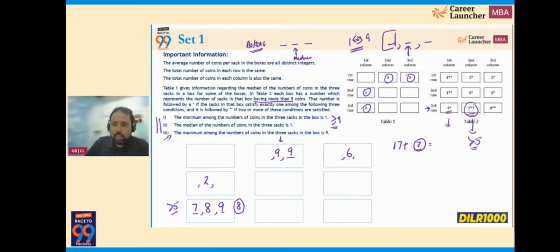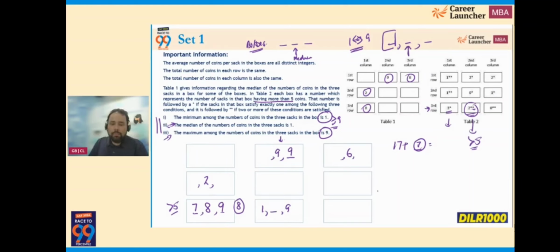The 2 asterisks means at least 2 statements correct. Look at the second statement. The median of the numbers of coins in the 3 sacks is 1. ये तो नहीं हो सकता because the median I've just stated has to be greater than 5. भैया, one part is clear कि median अगर ये नहीं है तो minimum has to be 1 and maximum has to be 9. These two have to be correct because there are 2 asterisks. So minimum 1, maximum 9 यहाँ पर correct. Middle वाला बस बाकी है. What will the middle be?